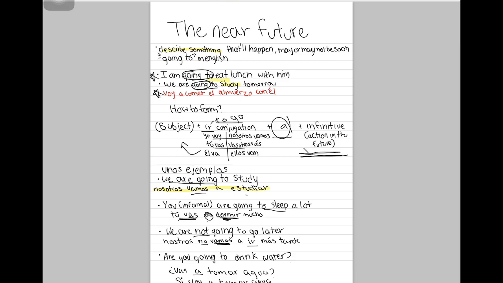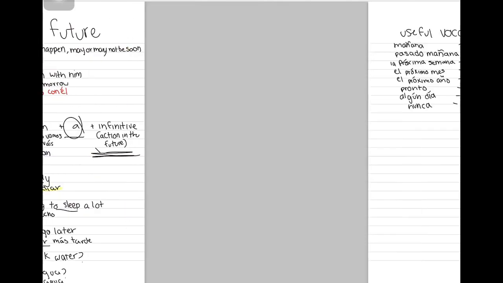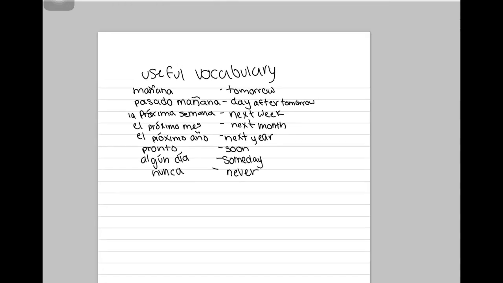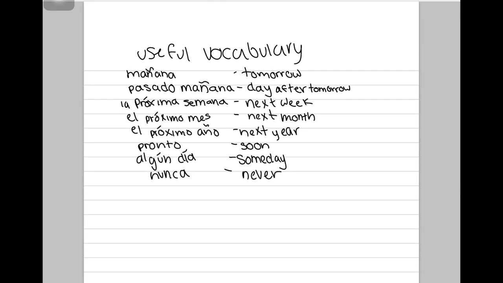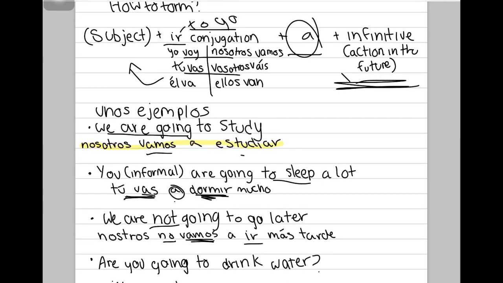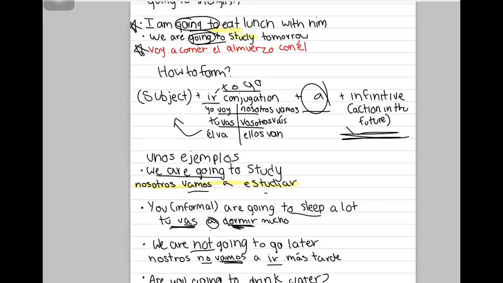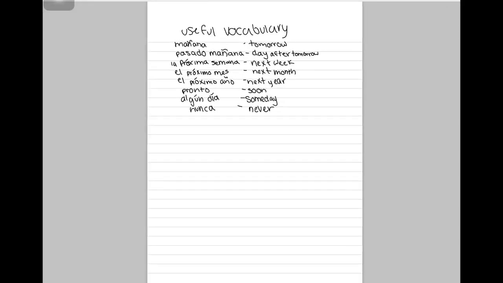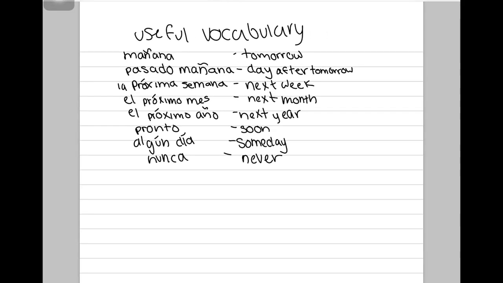Hopefully this video helped you, and here is some useful vocabulary for future words, such as tomorrow, next week, and you can use all of this with that. So here you said, are you going to sleep a lot? You can say, tú vas a dormir mucho. And you can say, tomorrow, tú vas a dormir mucho mañana. Or tú vas a dormir mucho en el próximo mes, in next month. Or even, tú vas a dormir mucho en el próximo año, in next year.